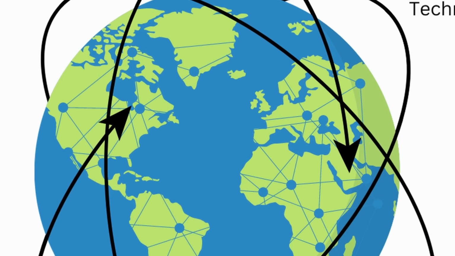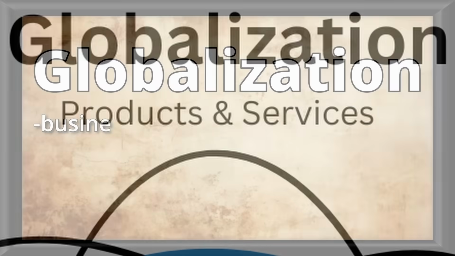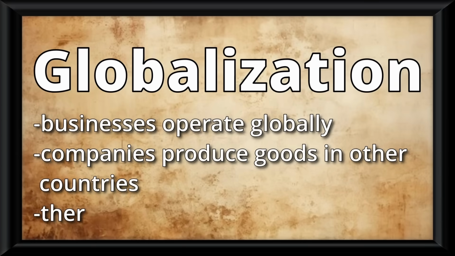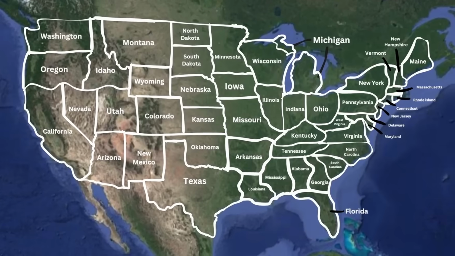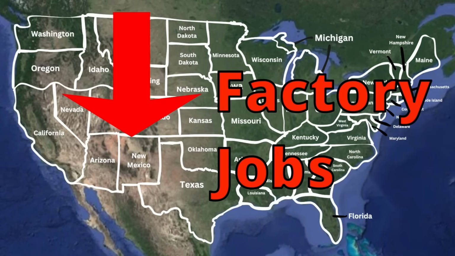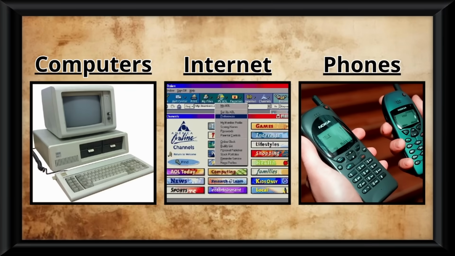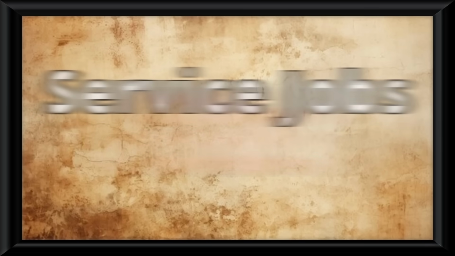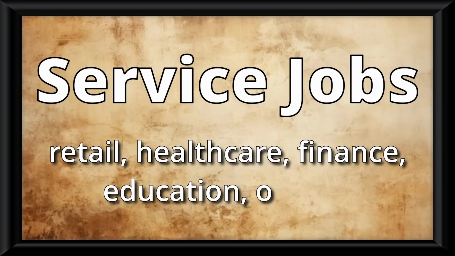And this will lead to one of the biggest shifts in world history called globalization, where businesses operate globally, meaning companies can produce goods in other countries, and there is a big trade increase. And pretty quickly, looking at the United States, factory jobs dry up relatively quickly. And now you see new age technology come out at a very crucial point. So that means now after the 80s, the US job market will shift to mostly encapsulate service jobs, meaning things like retail, healthcare, finance, education, or tech.